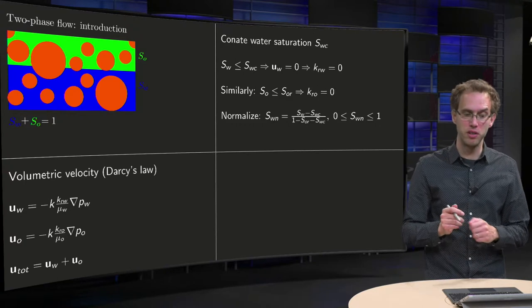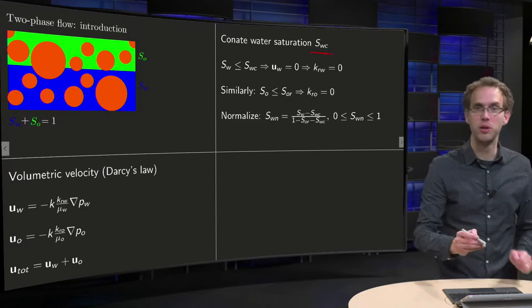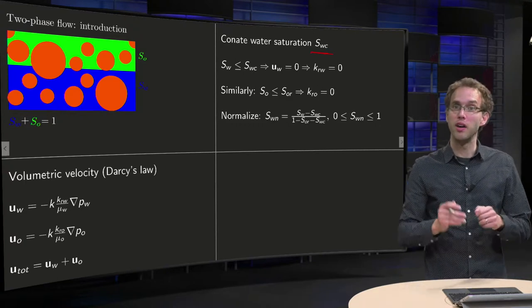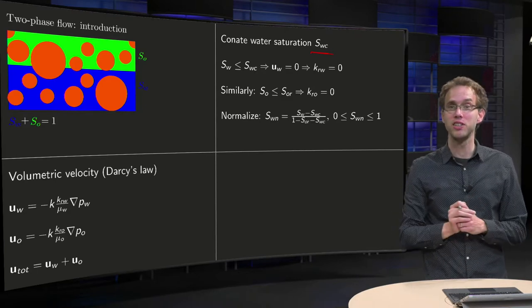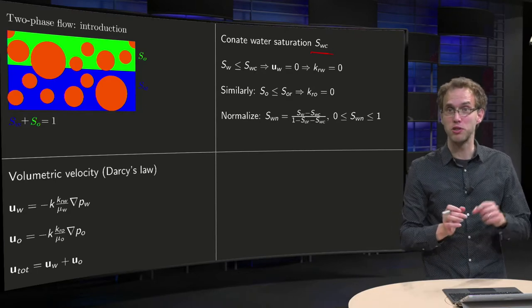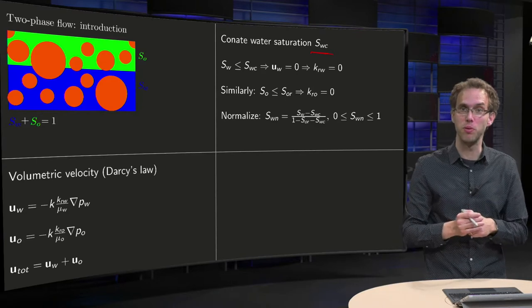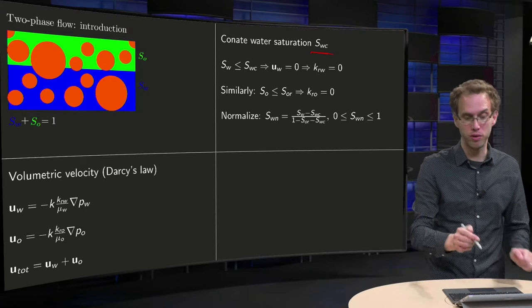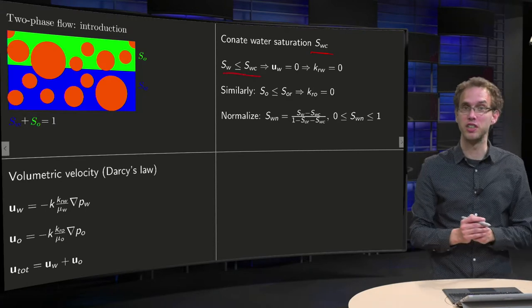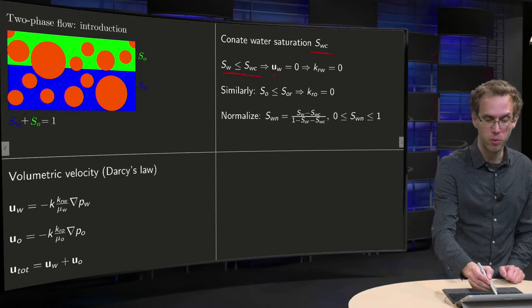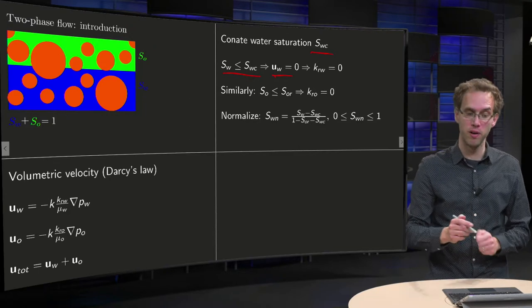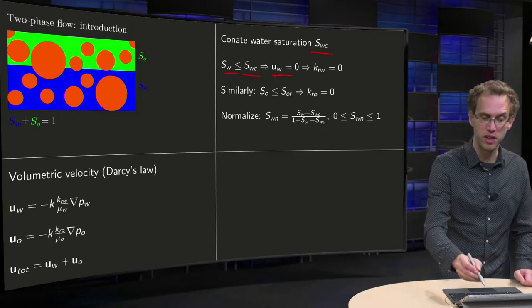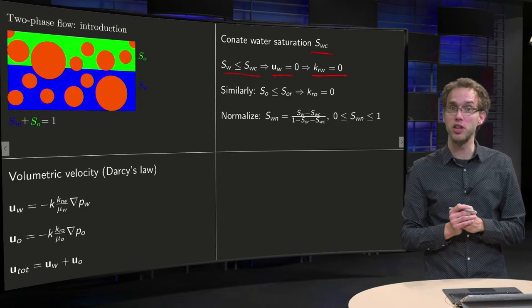Well, first of all, we need to know something about connate water saturation. What's that? Well, no matter how hard you press, you won't get all the water out. Some water may be left in some small spaces. And this fraction is called the connate water saturation. If your water saturation is below that, your water will not flow anymore. And this can be modeled by setting krw at that point to 0.